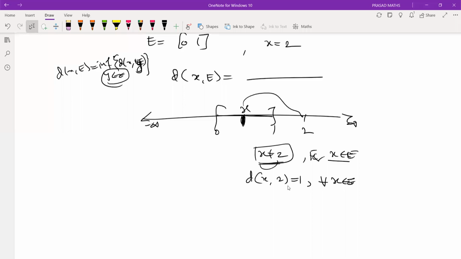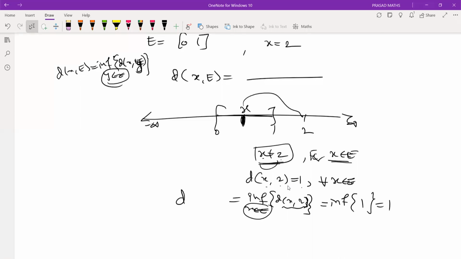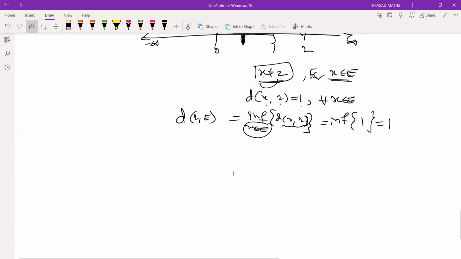Yes or no? Any point you consider, the point x and 2 are not equal. So in discrete metric, when the points are not equal, your distance is 1. So your distance between x and 2 is a constant function. Distance between x comma 2 is nothing but 1 whenever x belongs to E. So infimum of 1 is nothing but 1. That is the distance between 2 and E with respect to discrete metric. Is it clear?